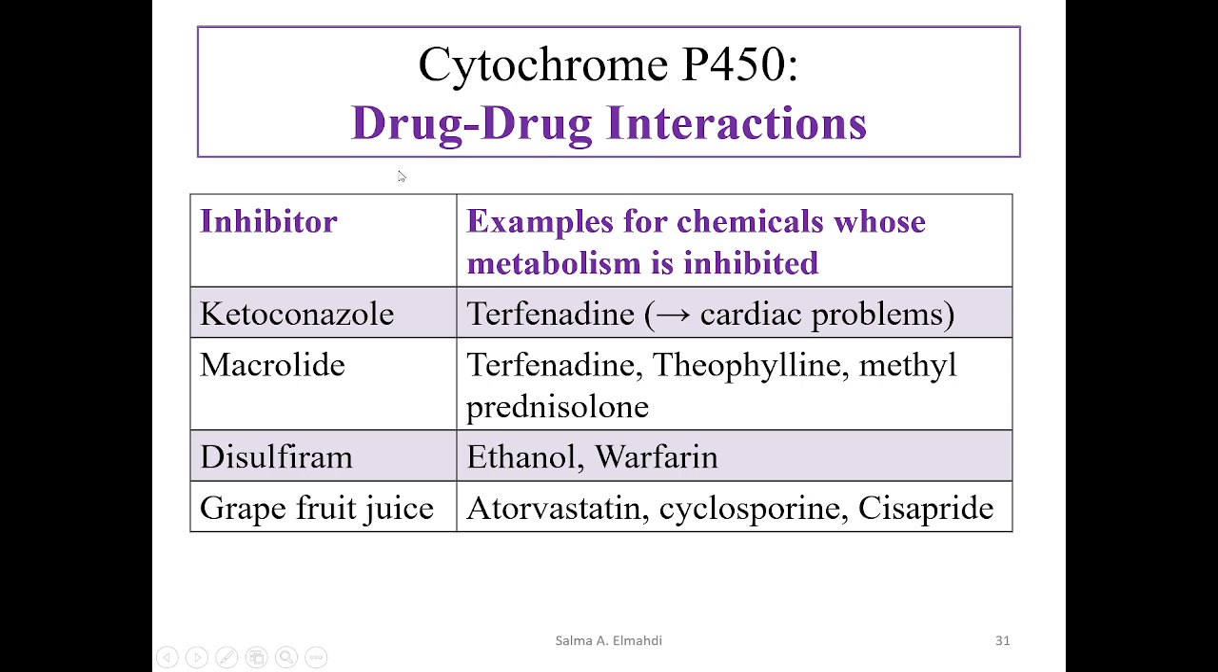Inhibitors of cytochrome P450 include the antifungal ketoconazole, which, when administered, can inhibit cytochrome P450, leading to inhibition of metabolism of terfenadine. Terfenadine is an anti-allergic drug. It will accumulate and lead to cardiac problems.